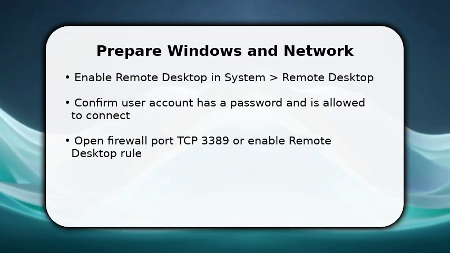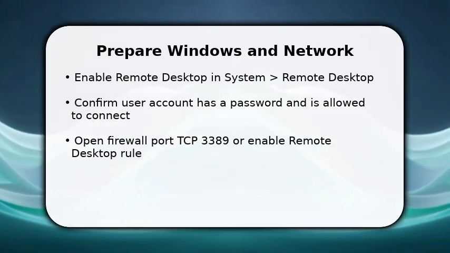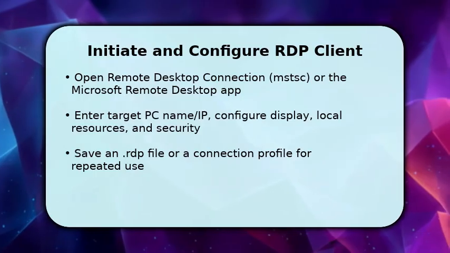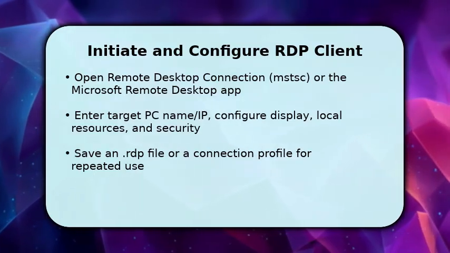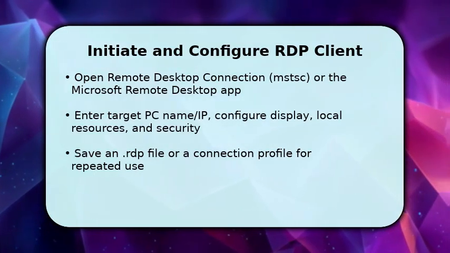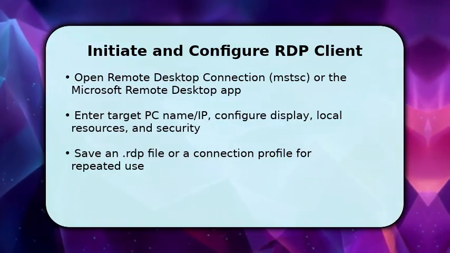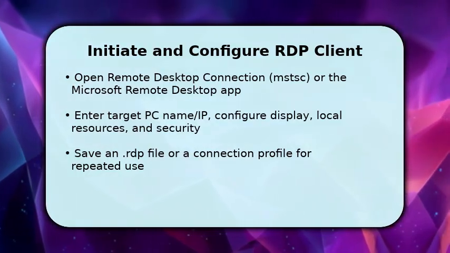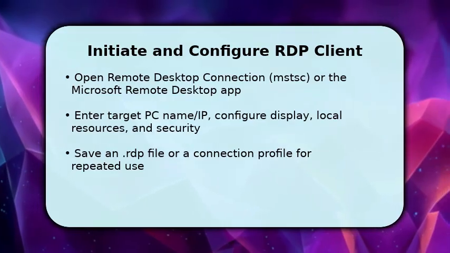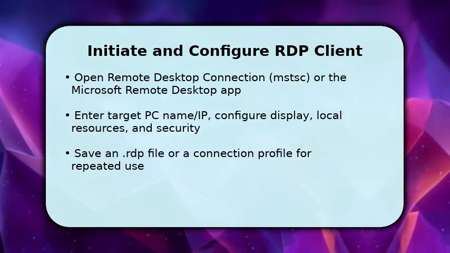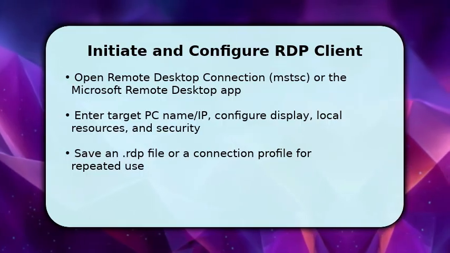You now launch the remote desktop client. On Windows, type MSTSC or open the app. Enter the hostname or IP, then expand options to set display size, local resource redirection, printers, clipboard, drives, and network-level authentication to improve security. If performance is poor, lower color depth and disable resource redirection.